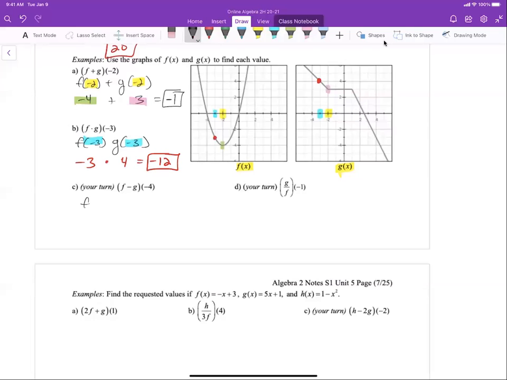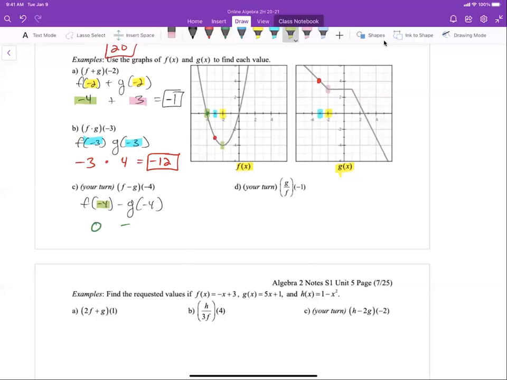Welcome back. This is f of negative 4 minus g of negative 4. So let's use a green this time. And we will go to the graph and find where f of x, where our input, our x value is negative 4. What is our output? Our output is 0. Okay, it's located right there. So our y value is 0.